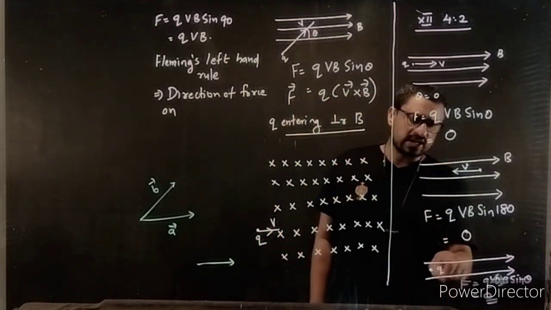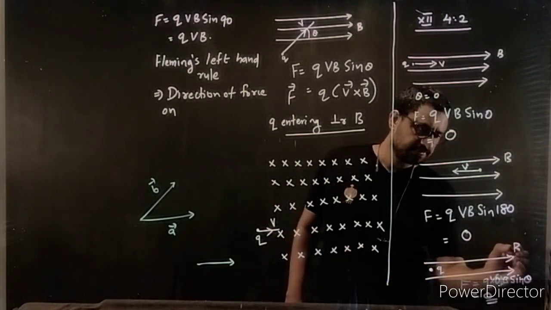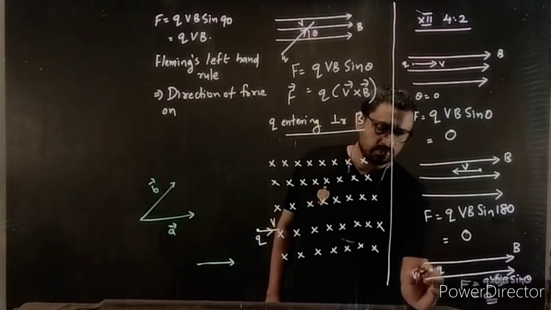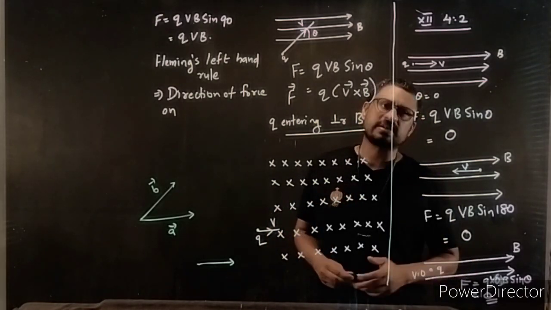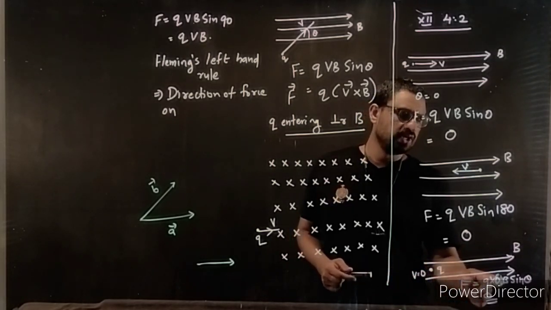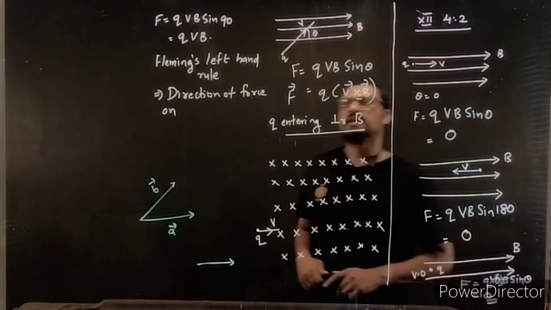So next is the charge at rest in a magnetic field. See, this is a magnetic field and the charge is at rest there, where the velocity is equal to 0. There is no velocity for the charge and the charge is kept at rest in a magnetic field. So the force will be equal to Q into 0 into B sine theta. So that will be equal to 0 only.